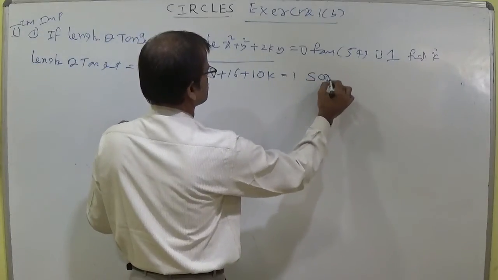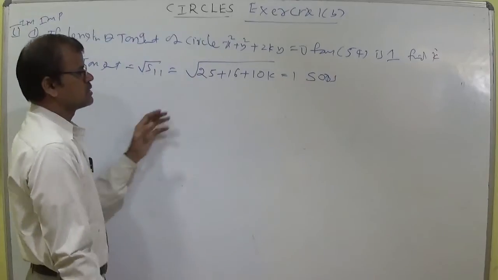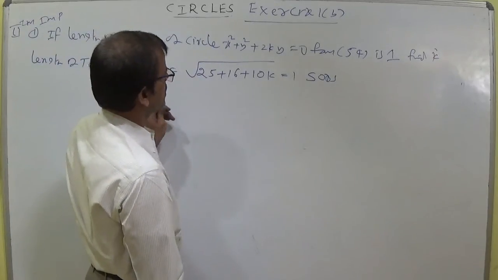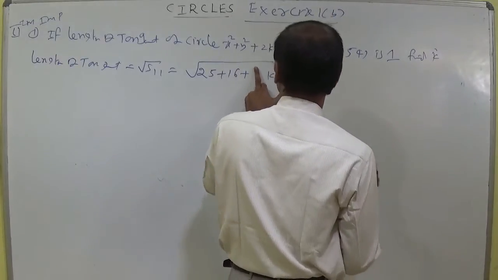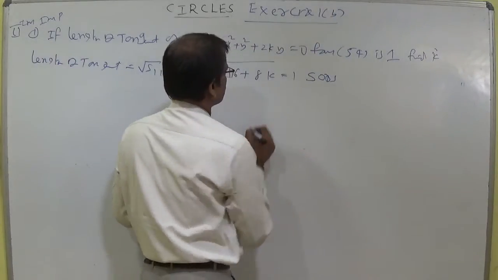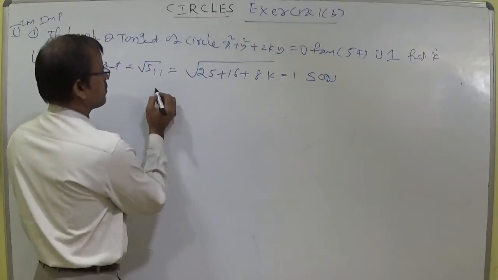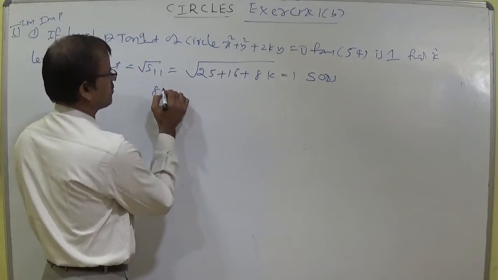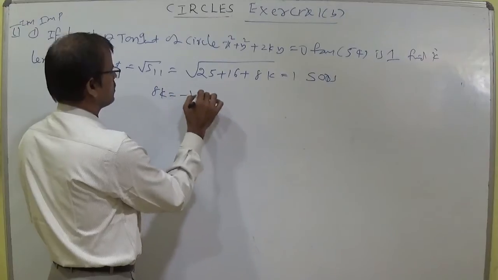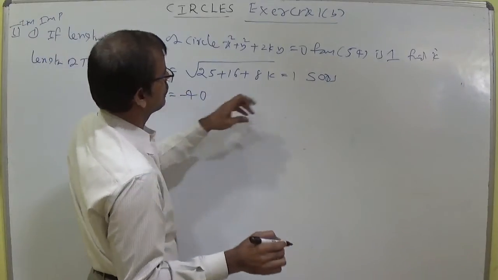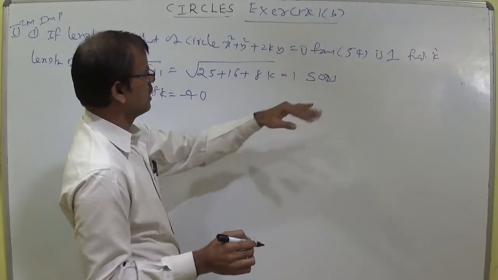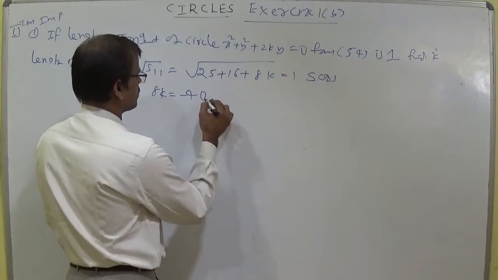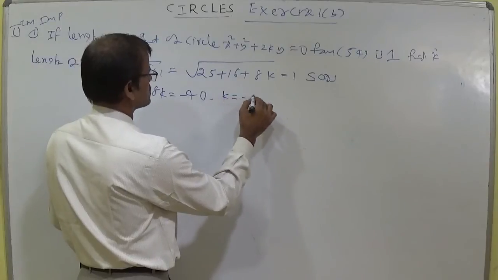Now squaring both sides, this is 41 plus 8k, because the y term gives 8k. So 25 plus 16 is 41, and 8k equals 1, so 8k is equal to minus 40. Therefore k is equal to minus 5.